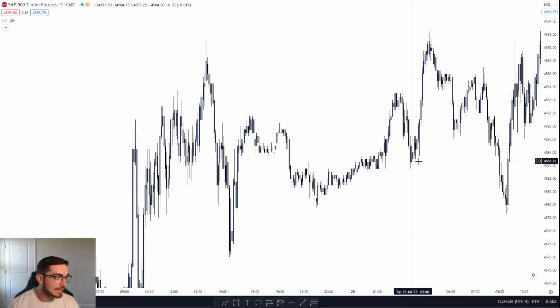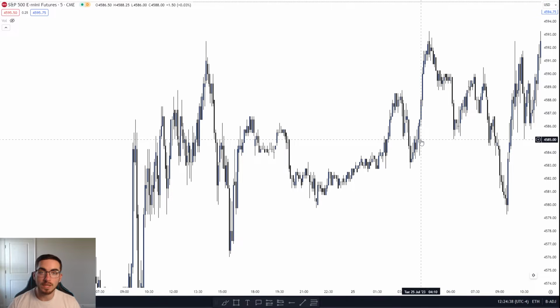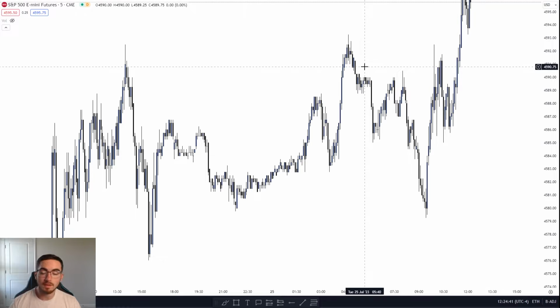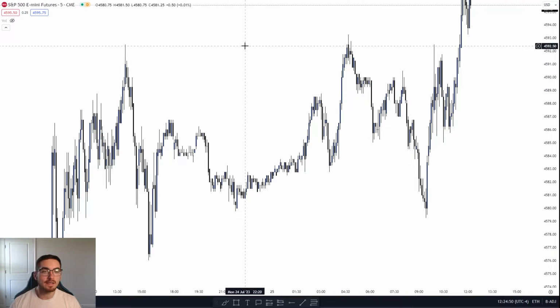So if people are buying long right here, that is creating liquidity. If people are selling short right here, that is creating liquidity. If there's no orders, there's no liquidity, the market's not going to move. Now, being able to identify liquidity can help us identify high probability setups.